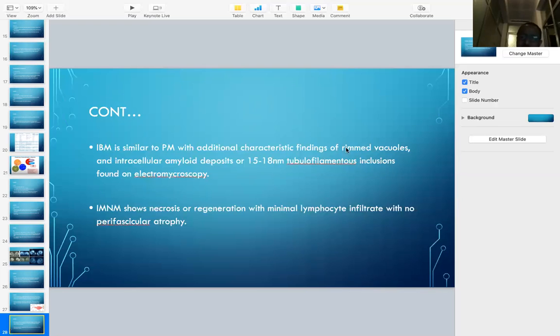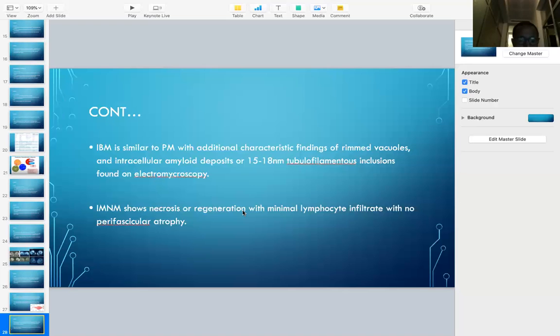And actually, these findings are late findings. Earlier in the clinical course, it's very difficult to differentiate inclusion body myositis from polymyositis based on histology. But clinically, as I said, inclusion body myositis has a more chronic course, and patients have flexor hand muscle involvement and anterior leg muscle involvement, and quad-dominant involvement is seen in inclusion body myositis.